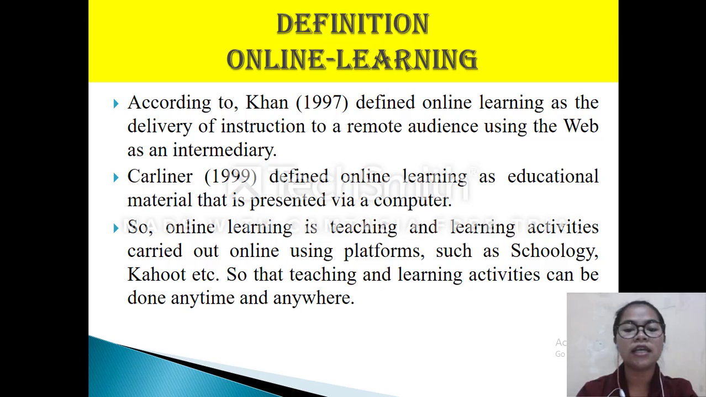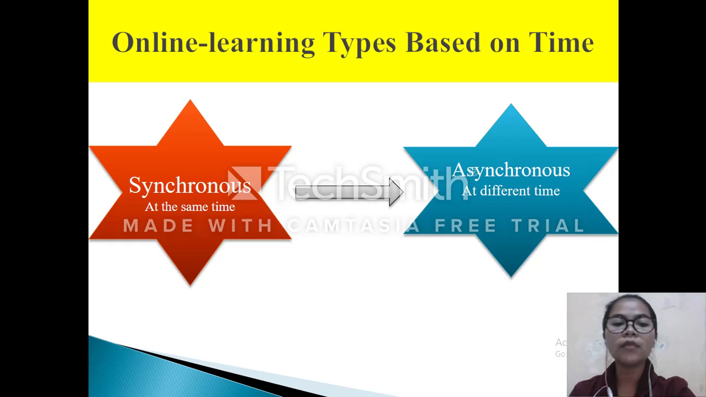So, online learning is teaching and learning activities carried out online using platforms such as Schoology, Kahoot, and other platforms. So, the teaching and learning activities can be done anytime and anywhere. Online learning types based on time. There are two types. The first is synchronous.